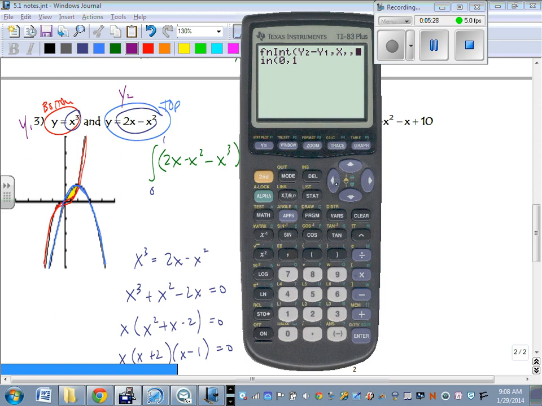What is going on here? Because it's a different intersection. It's the intersection that's in the third quadrant. There we go. So we should get 0.416 repeating. We can change that to an exact answer. And we get 5/12.